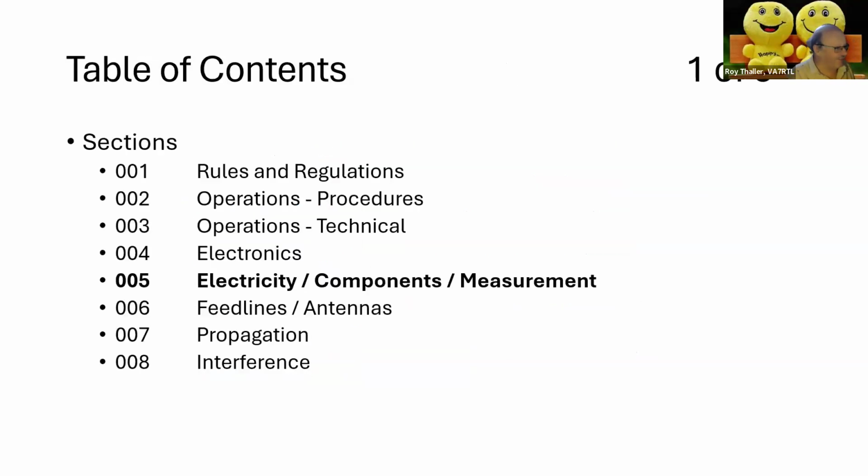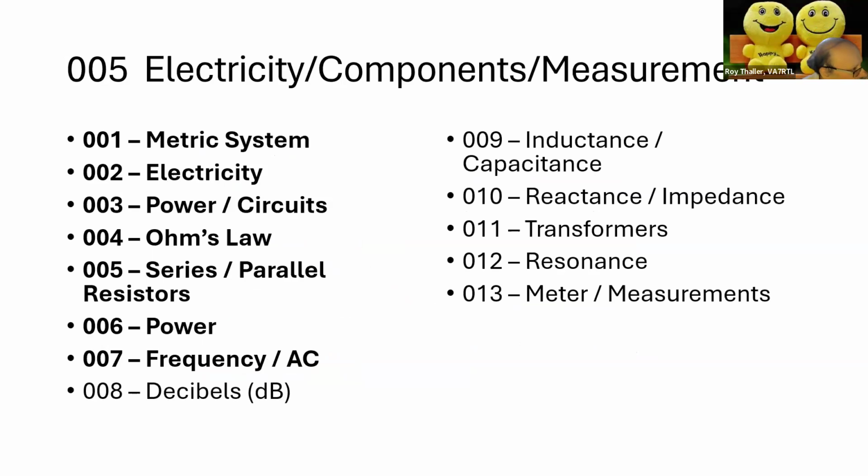So we're up to section 5 now. We're going to cover electricity components and measurements. In the first half, we're going to cover the metric system, electricity, power circuits, Ohm's law, series parallel resistors, power, and frequency. Then we'll cover the rest in the next section coming up. The one section that has changed quite a bit is 11 transformers. The rest relatively has remained the same, although there have been some new questions added.